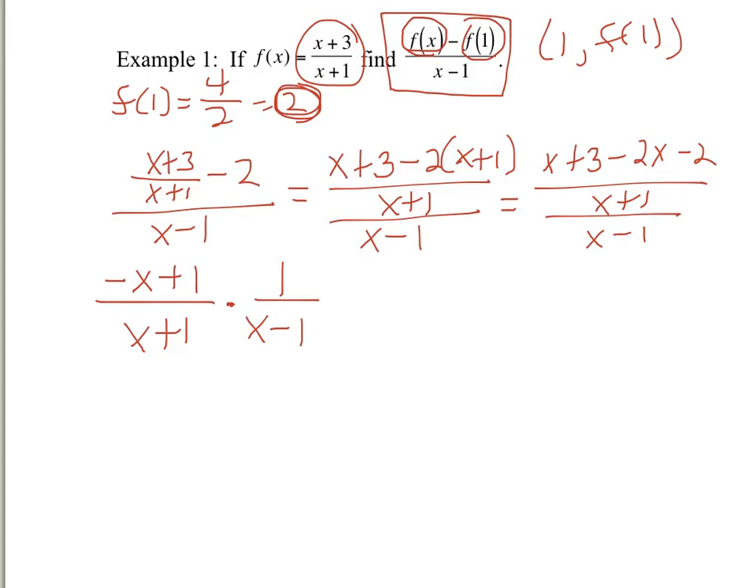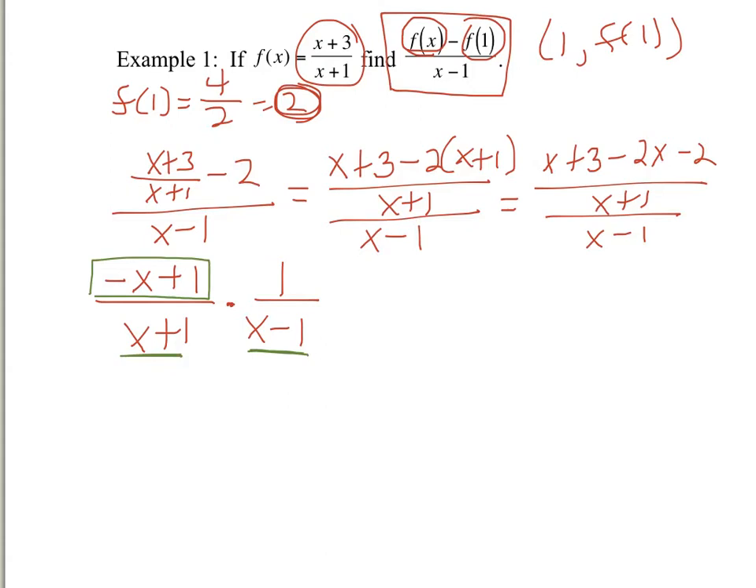Now, wouldn't it be nice if this numerator right here, this first numerator, would look like this denominator or this denominator so that I could reduce? Well, I notice it doesn't look like the first one because it has a negative in front of the x, and it doesn't look like the second one because the negative is not in front of the x, but it's in front of the 1.